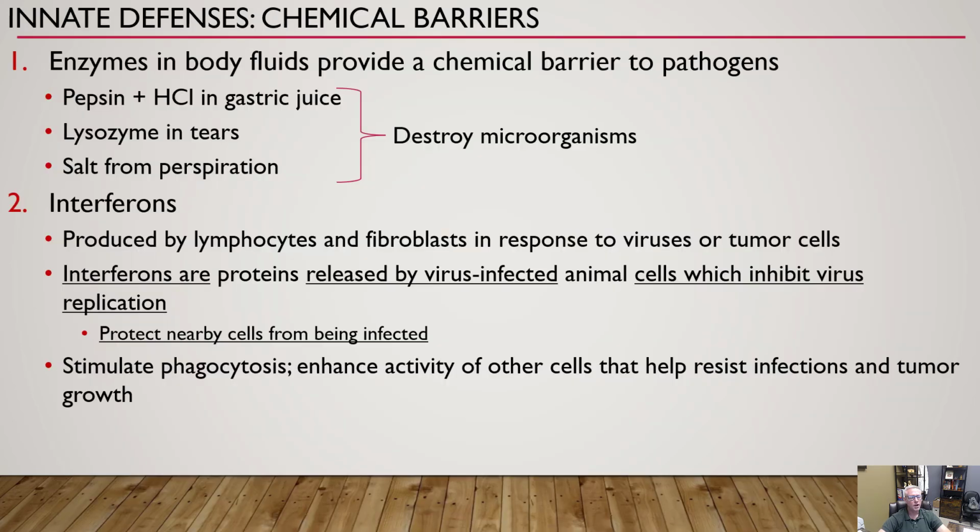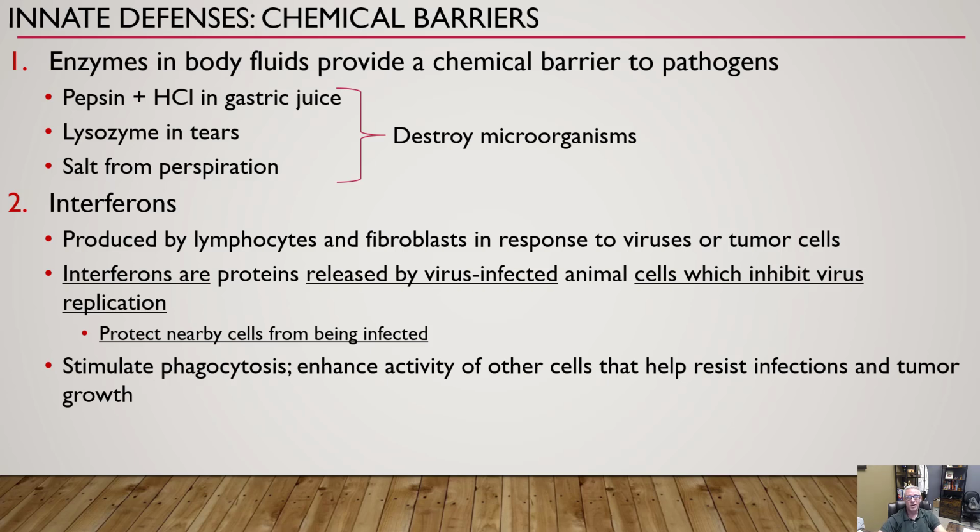All right, so another second line of defense is chemical barriers. These are just chemical barriers that will help protect us against pathogens. So we have pepsin and hydrochloric acid in our gastric juice, which are going to help destroy microorganisms. I mentioned tears before. Tears actually have an enzyme called lysozyme. That's going to help destroy microorganisms. Your salt, when you sweat, is going to provide some protective mechanism. It's going to help destroy some microorganisms.